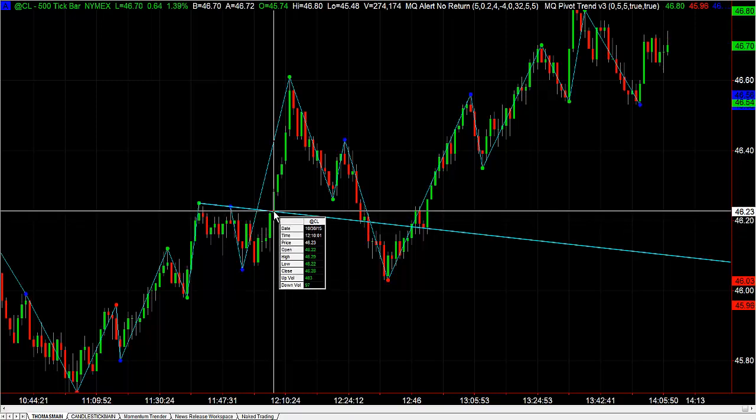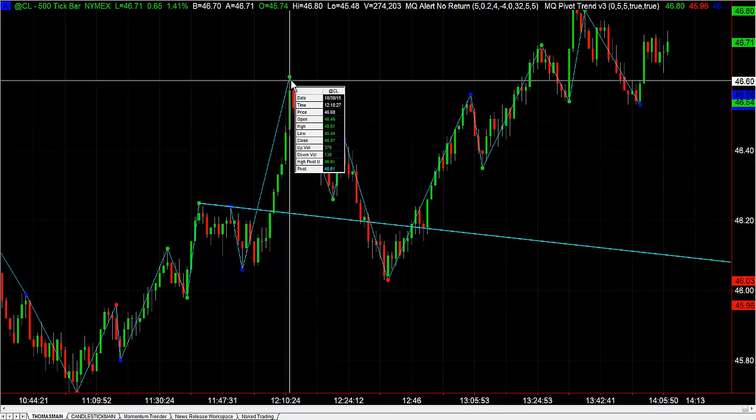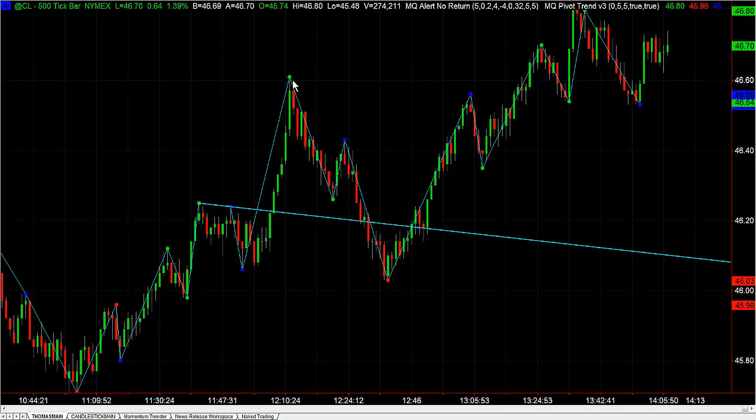So here's your trend line, there's where you break the trend line, and what happens? You rally from 23 all the way up to 46.60. So you're talking about $400 a contract worth of a move in a matter of just a couple of minutes.